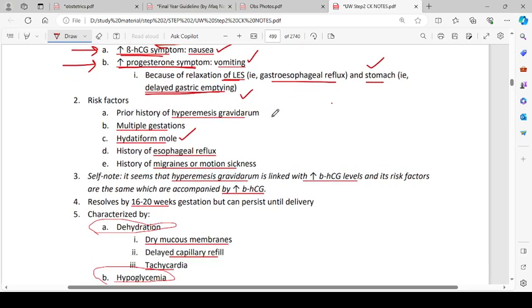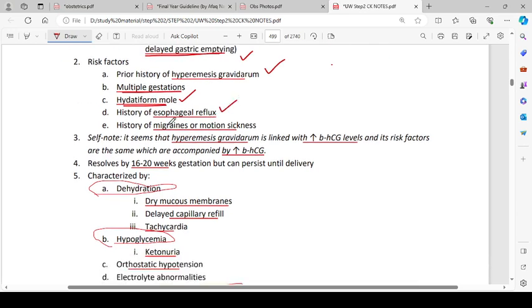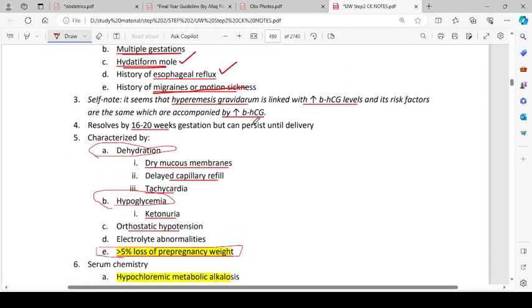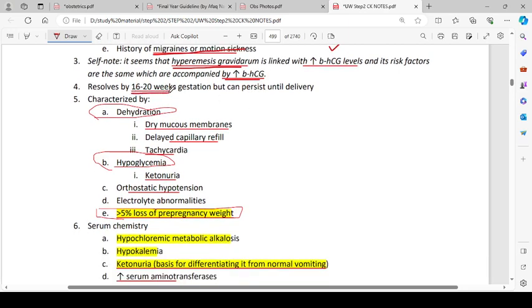Risk factors are prior history of hyperemesis gravidarum, multiple gestation. So in OBS and gynae, it's a kind of a buzzword that for any disease, the most important risk factor is a prior history of that particular disease. Then multiple gestation, hydatidiform mole, history of esophageal reflux, history of migraines or motion sickness. Self-note, it seems that hyperemesis gravidarum is linked with increased beta HCG level, and its risk factors are the same, which are accompanied by increased beta HCG. It resolves by 16 to 20 weeks of gestation but can persist until delivery.